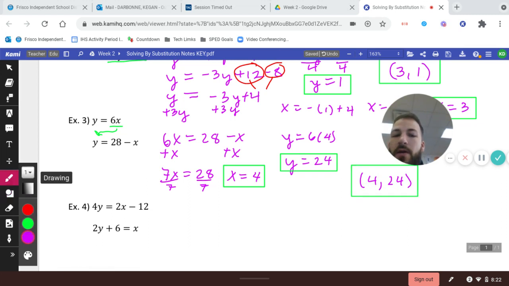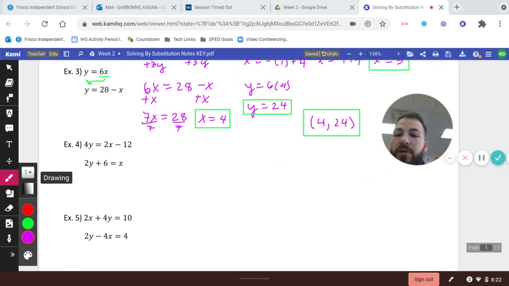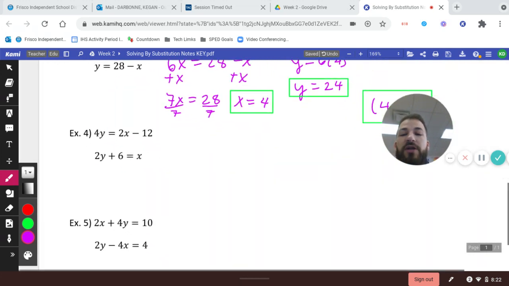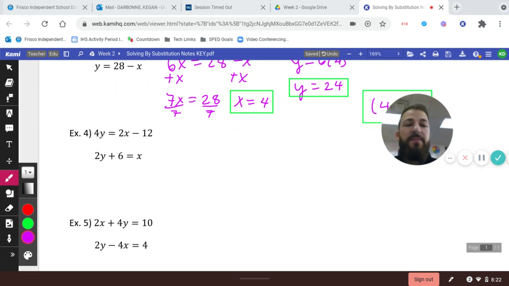Okay, I'm going to let y'all try number 4 on your own. So if you want to, go ahead and pause me real quick, and you can do number 4 on your own, and then we'll come back and do number 5 together. So go ahead and give me a pause.